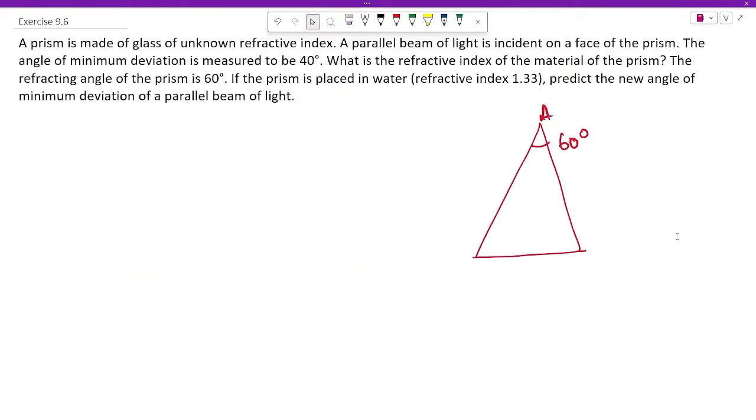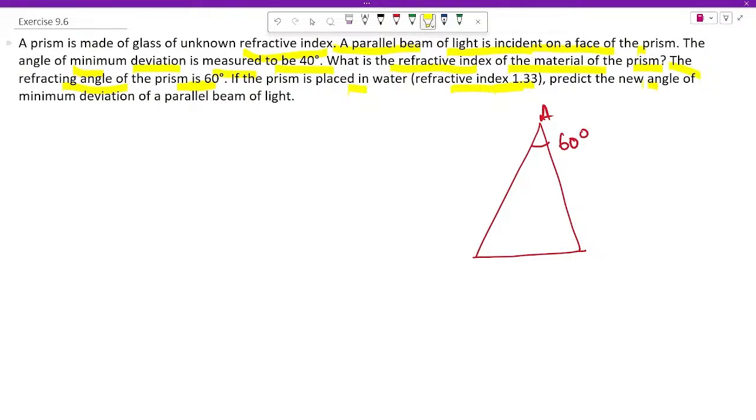The question is saying that a prism is made of a glass of unknown refractive index. A parallel beam of light is incident on the face of the prism. The angle of minimum deviation is measured to be 40 degrees. What is the refractive index of the material of the prism? The refracting angle of the prism is 60 degrees. If the prism is placed in water, refractive index of 1.33, predict the new angle of minimum deviation.